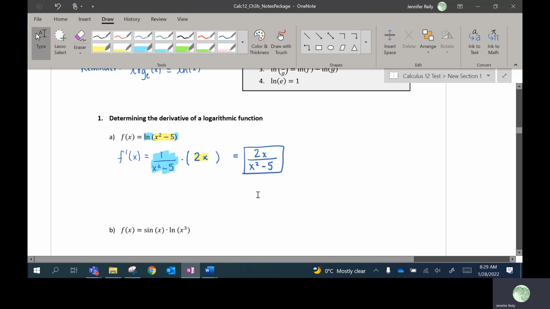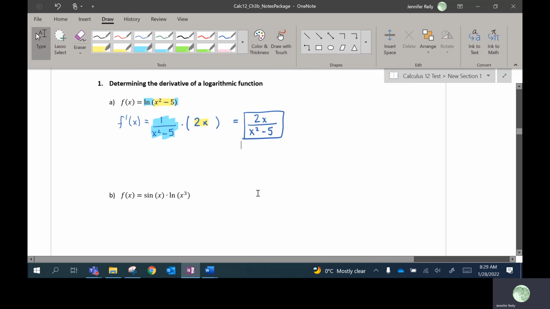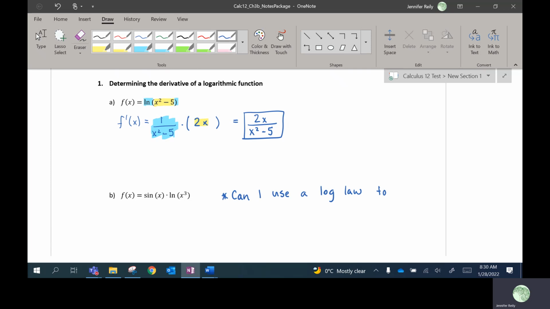Okay, let's try one where we have the product rule. Now, in this question, when you're doing the derivative of ln functions, the first thing to ask yourself is, can I use a log law, something you've learned in pre-calculus 12, to simplify it and make it easier to take the derivative? You're going to want to do that, especially when the functions get quite complicated. There's a lot of ways you can simplify them, so the derivatives become a lot easier.